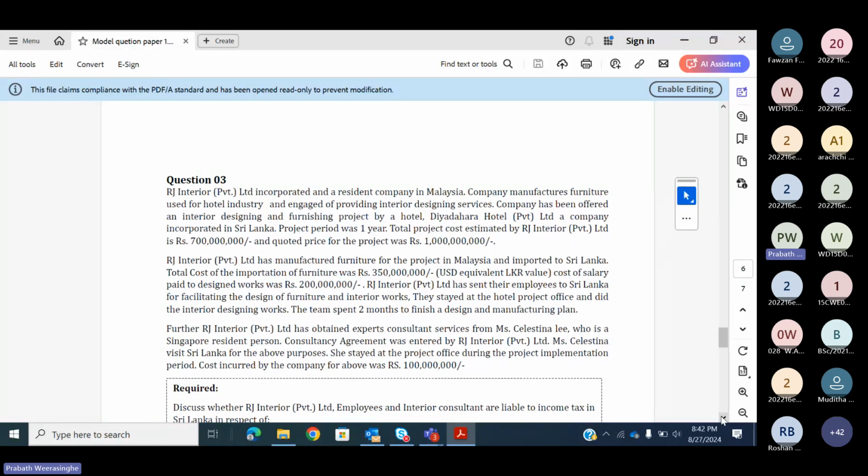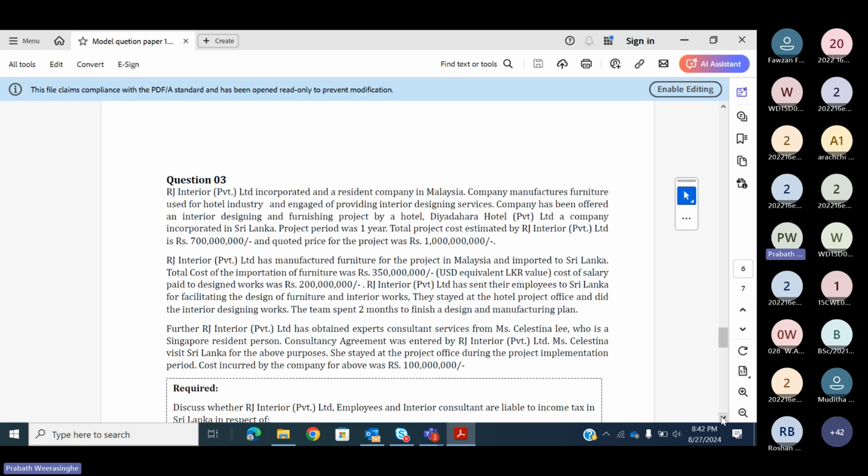So in such a case, a Sri Lanka resident person is making a service fee payment. Then there is a source in Sri Lanka to that non-resident person, right? So the first thing you have to check in the case of the non-resident person is whether there is a source in Sri Lanka.